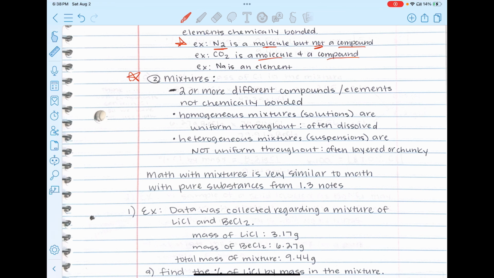Heterogeneous mixtures we'll often refer to as suspensions. Those are not uniform throughout. Oftentimes, they're layered or chunky, and we don't deal with these quite as much in AP Chemistry as we do solutions, but still important. An example of a heterogeneous mixture, the first thing that comes to mind is an Italian salad dressing with all the little chunky pieces. You tend to see that will separate out. You shake it and they seem to kind of mix together, but they quickly separate back out into layers.